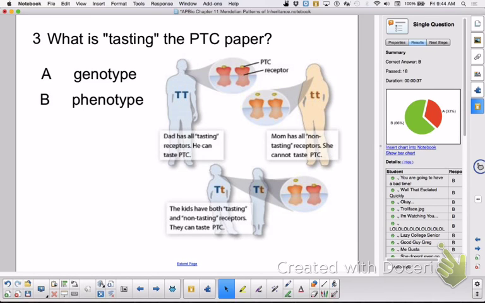Tasting is a phenotype. It is not your genotype. Tasting, tall, short, round, wrinkled, that's how you display it. If I just say tasting, because there's different ways to be a taster, I could be big T, big T, or I could be what? Big T, little t.